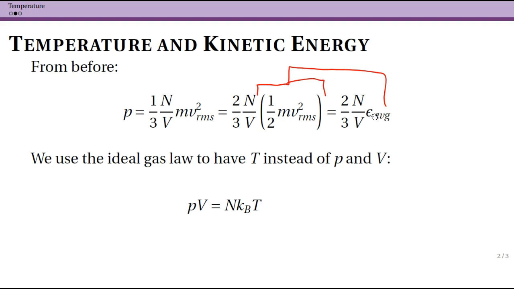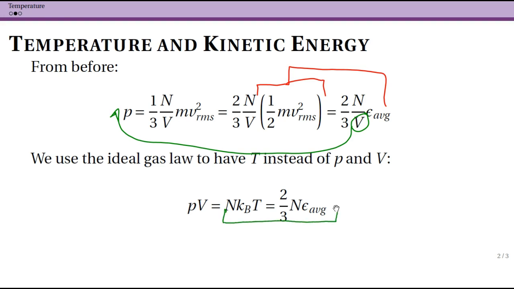Now I'm going to skip a step, but note that here I had P and I have V over here. So effectively what you could do is imagine taking this V and moving it up here. And so then P times V would be 2/3 N times this kinetic energy. So we have that. Now if I look at just this part of it, we can cancel N. And then we're left with kBT equals 2/3 E average. So rearranging and solving for E average, I get 3/2, just invert the fraction, kBT.